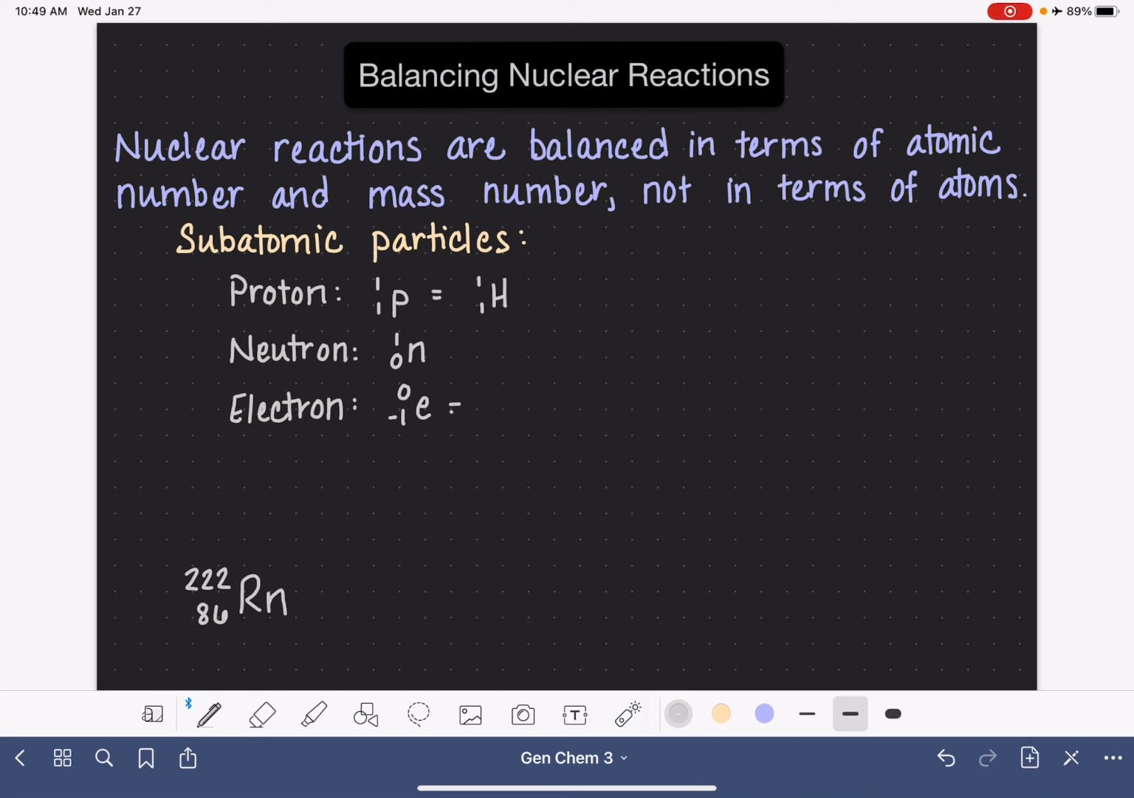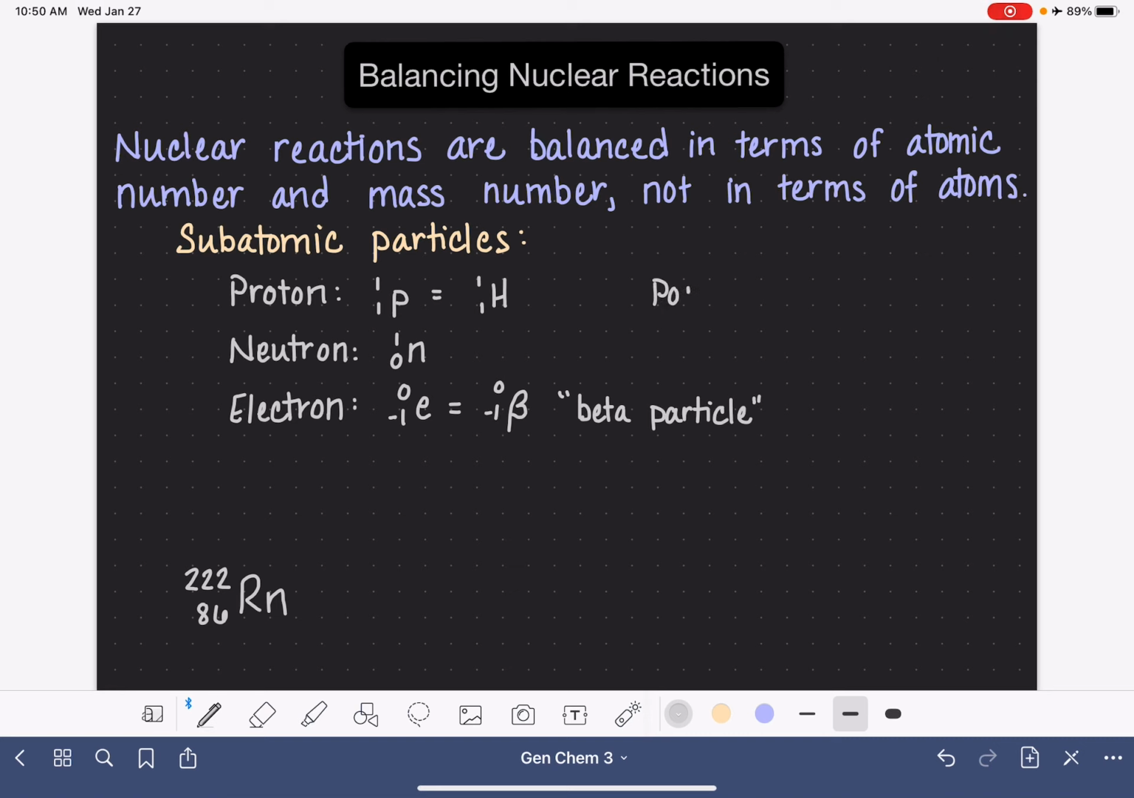We can also see the electron symbolized with the Greek letter beta. Still has a mass number of 0, atomic number of -1. Occasionally we refer to this as a beta particle. There are 2 other particles that we haven't encountered before.